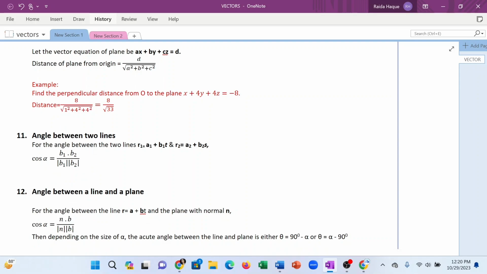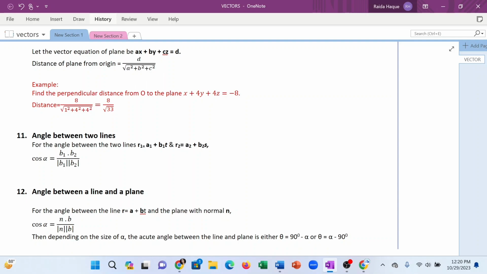Now, depending on the size of alpha, the acute angle between the line and the plane is either. So cos alpha can either be positive or negative. So if you find a negative value, obviously it's an obtuse angle. If you find a positive value, it's an acute angle. In most questions, it is specified to find the acute angle. So in that case, what you will do is you have the obtuse angle, and then you will subtract 90 from it, and then you will find the acute angle.